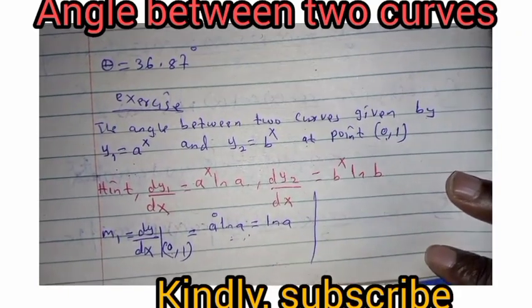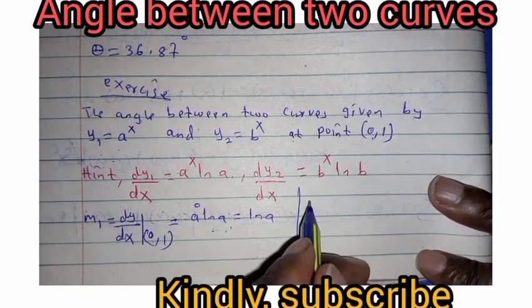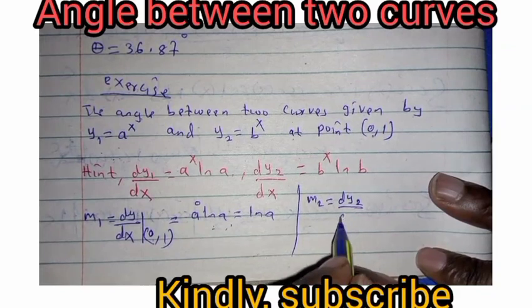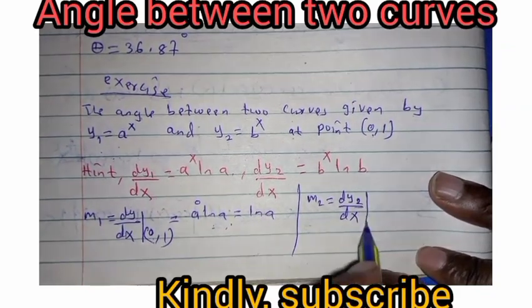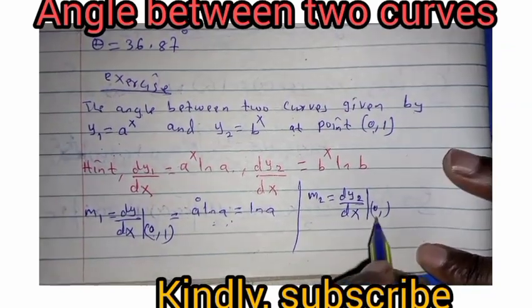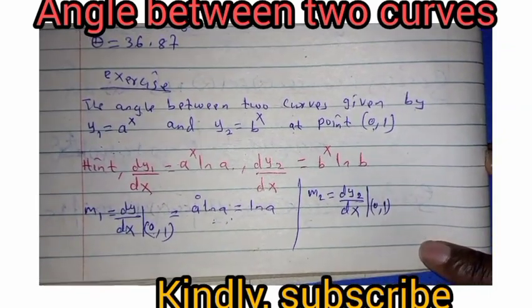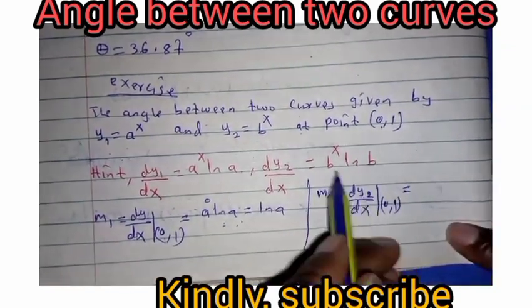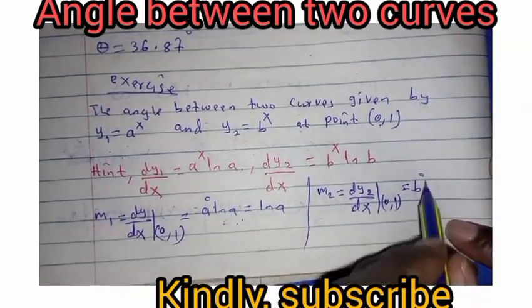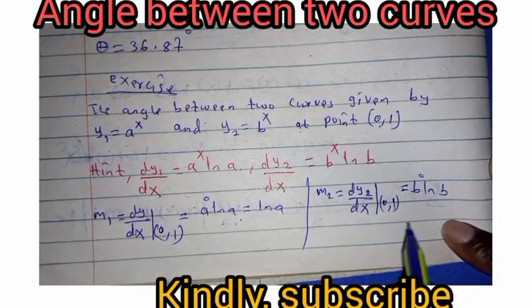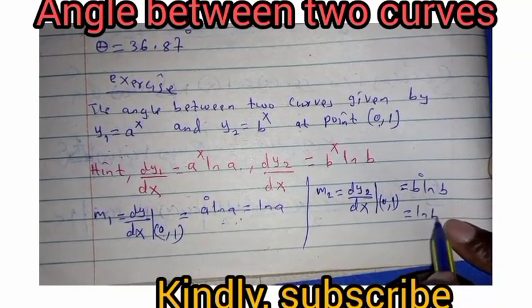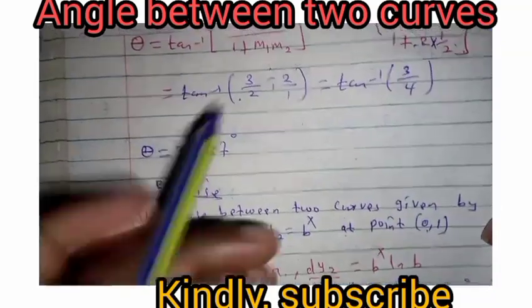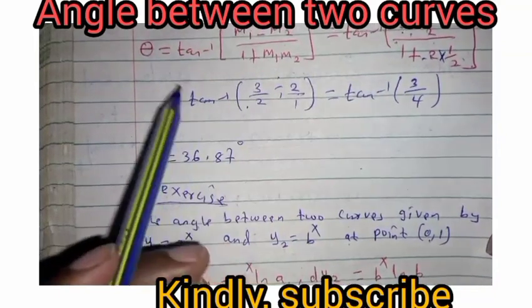Then this other part here, m2, will be given by dy2/dx at the point 0, 1, which is equal to b power 0 natural logarithm of b. This is equal to natural logarithm of b. So now you substitute in this formula here to get your result.